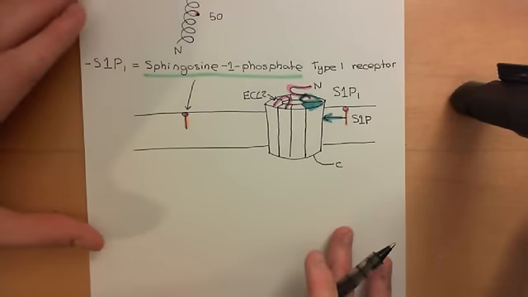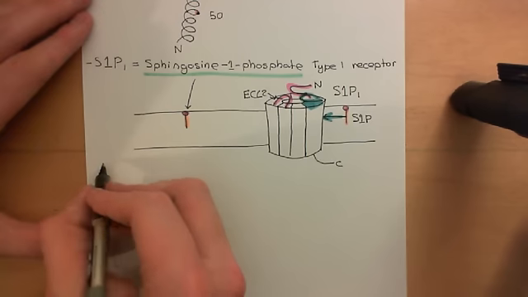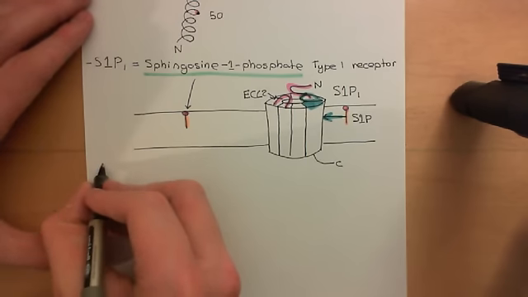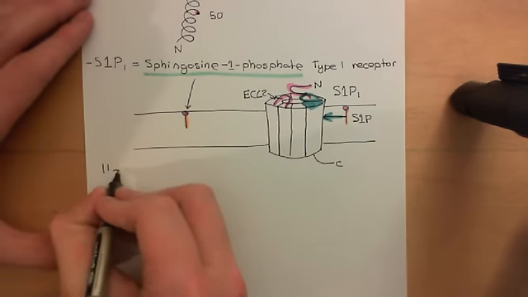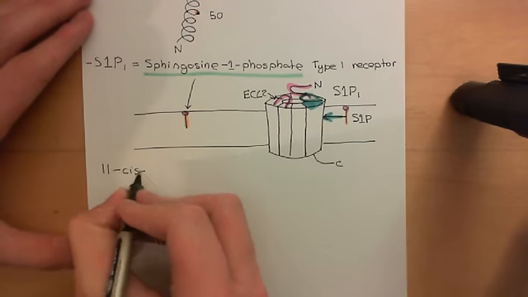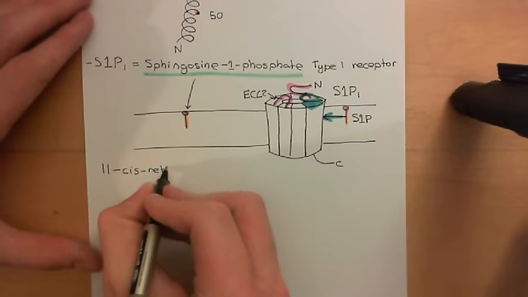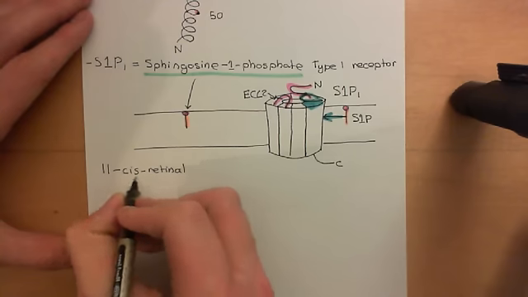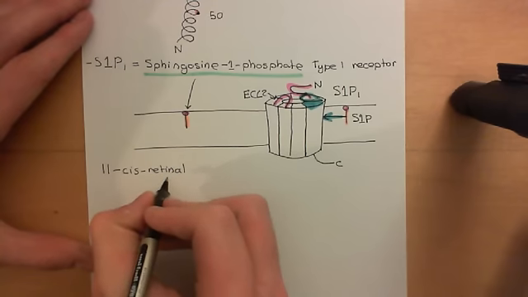Okay, so I'll just say a little bit about rhodopsin now. Okay, so basically rhodopsin all the time has a molecule bound to it, which is called 11-cis retinal. Okay, but this molecule doesn't usually activate the rhodopsin receptor.